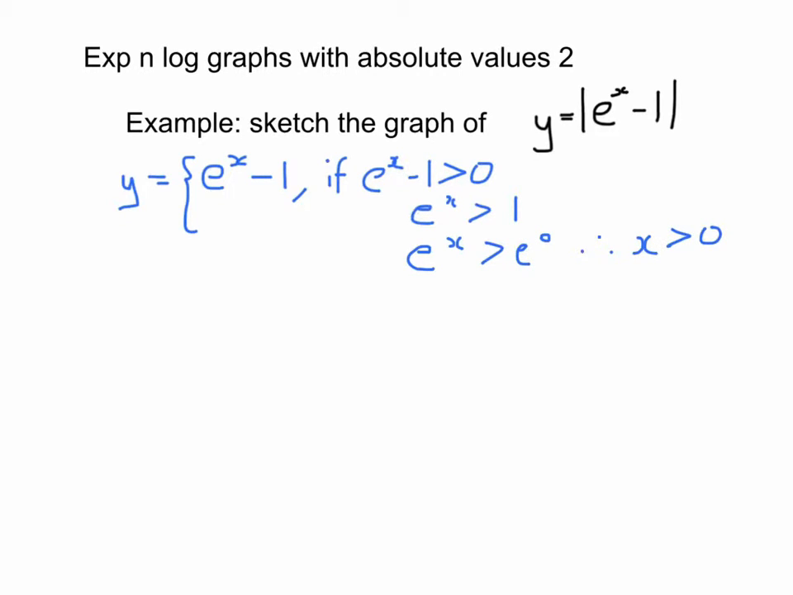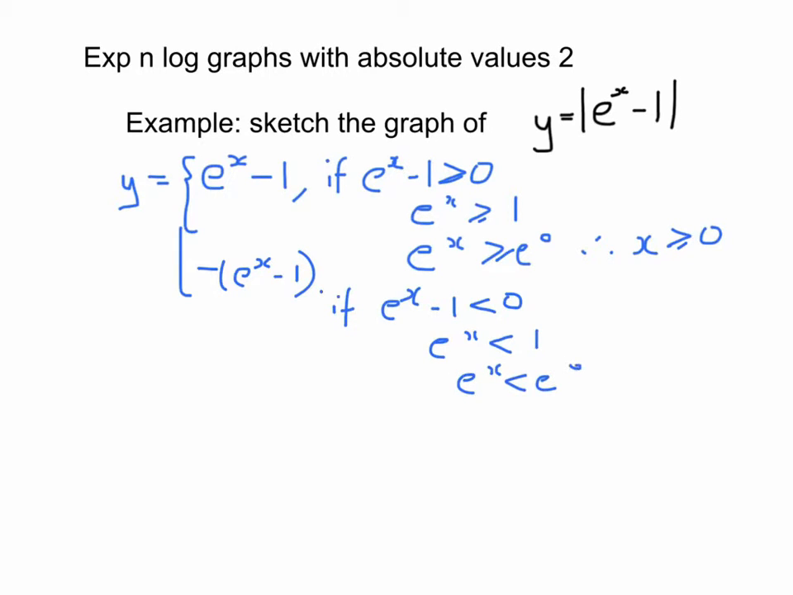The other case is where it is negative, so we multiply everything by negative 1, e to the x take away 1. If it is the opposite case, e to the x minus 1 is less than 0. Let's put some equals in. Forgot about that, sorry. So then this becomes e to the x is less than 1, which means e to the x is less than e to the 0, therefore x is less than 0.